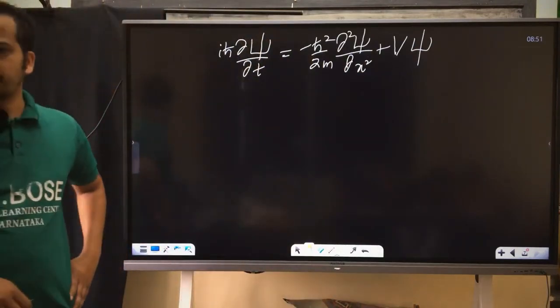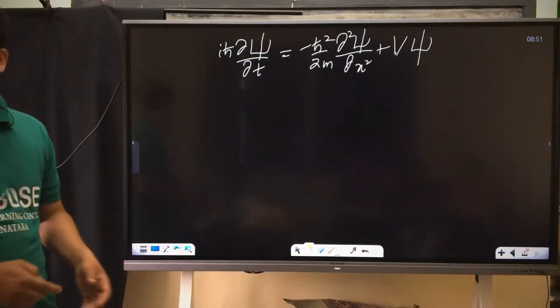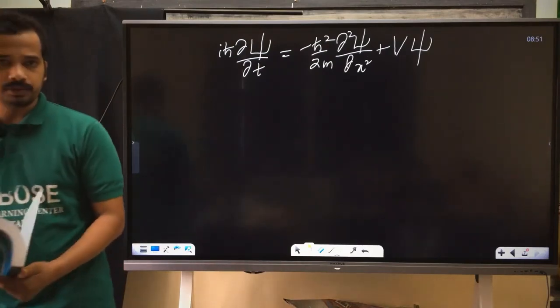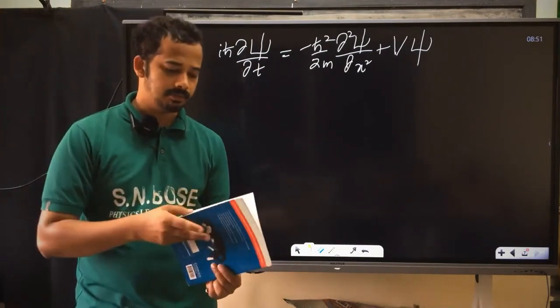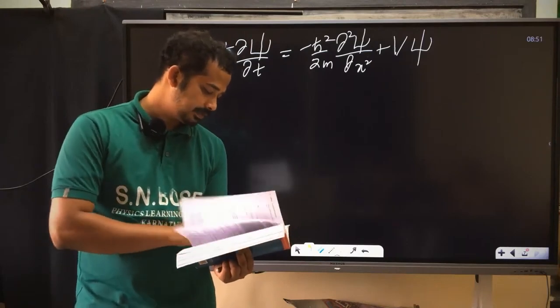Did he mention any problem in the first chapter like this? Find the potential. Did he mention? No, that's not the problem. I'm asking whether there is any problem where the potential is to be found in the first chapter.